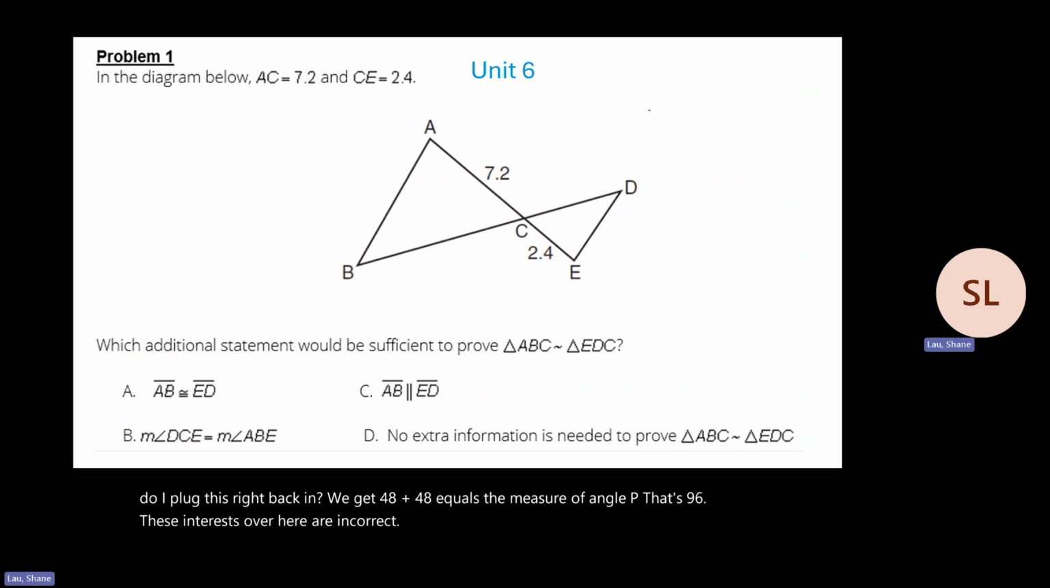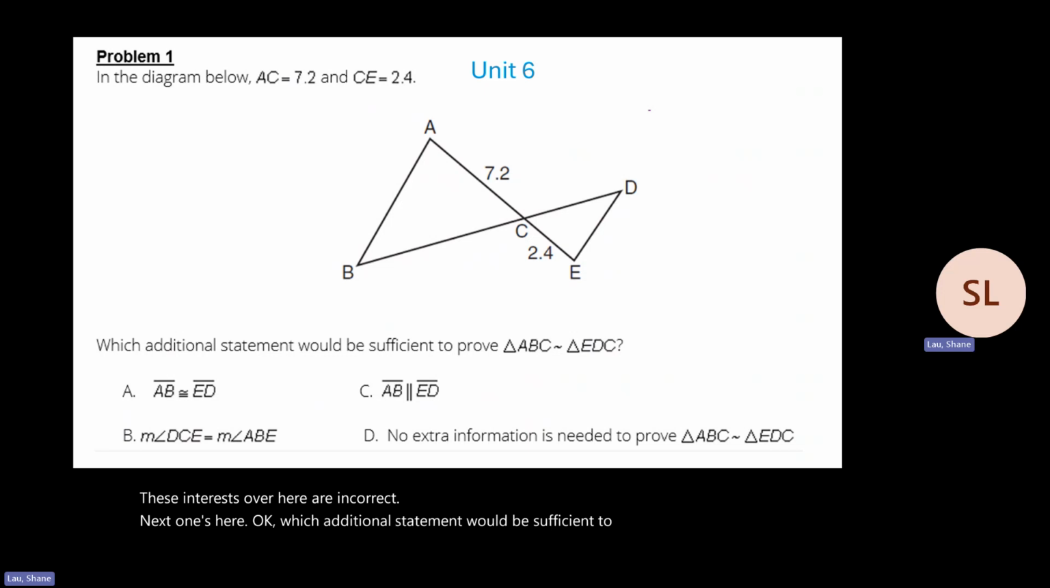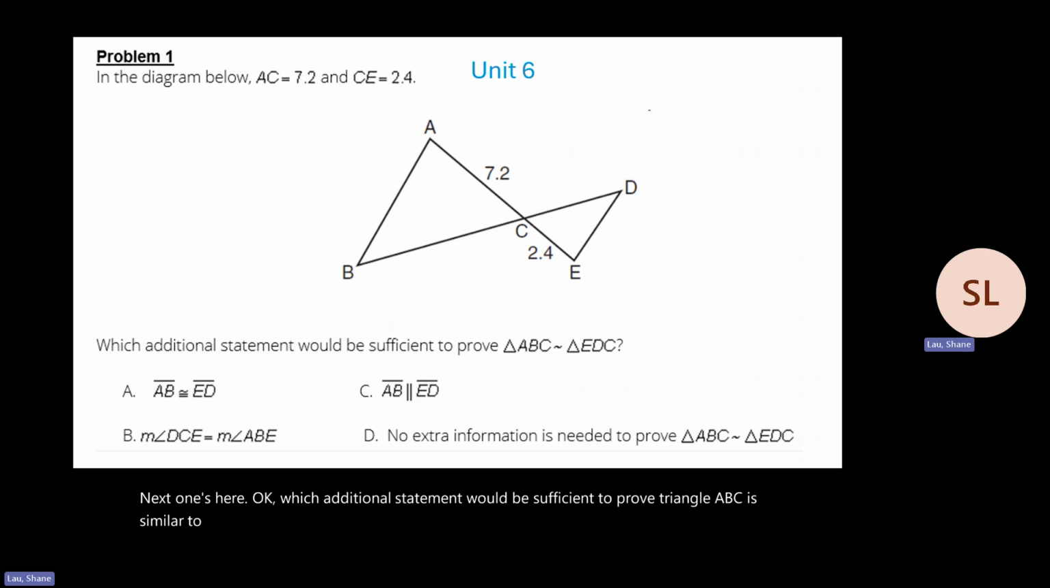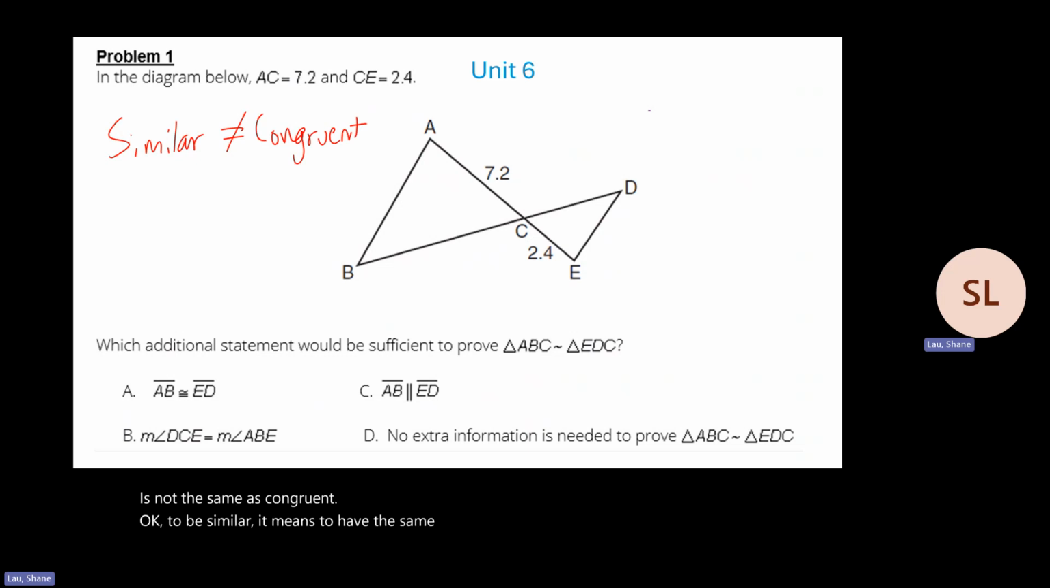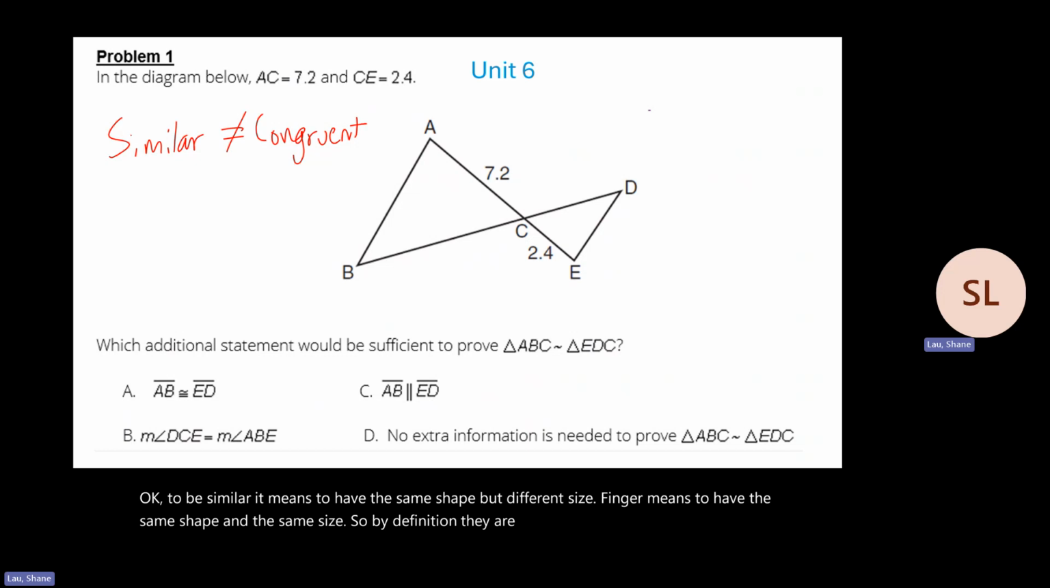Next one's here. Okay, which additional statement would be sufficient to prove triangle ABC is similar to triangle EDC? Okay, remember we're working with similar, and similar is not the same as congruent. Okay, to be similar, it means to have the same shape but different size. Congruent means to have the same shape and the same size.